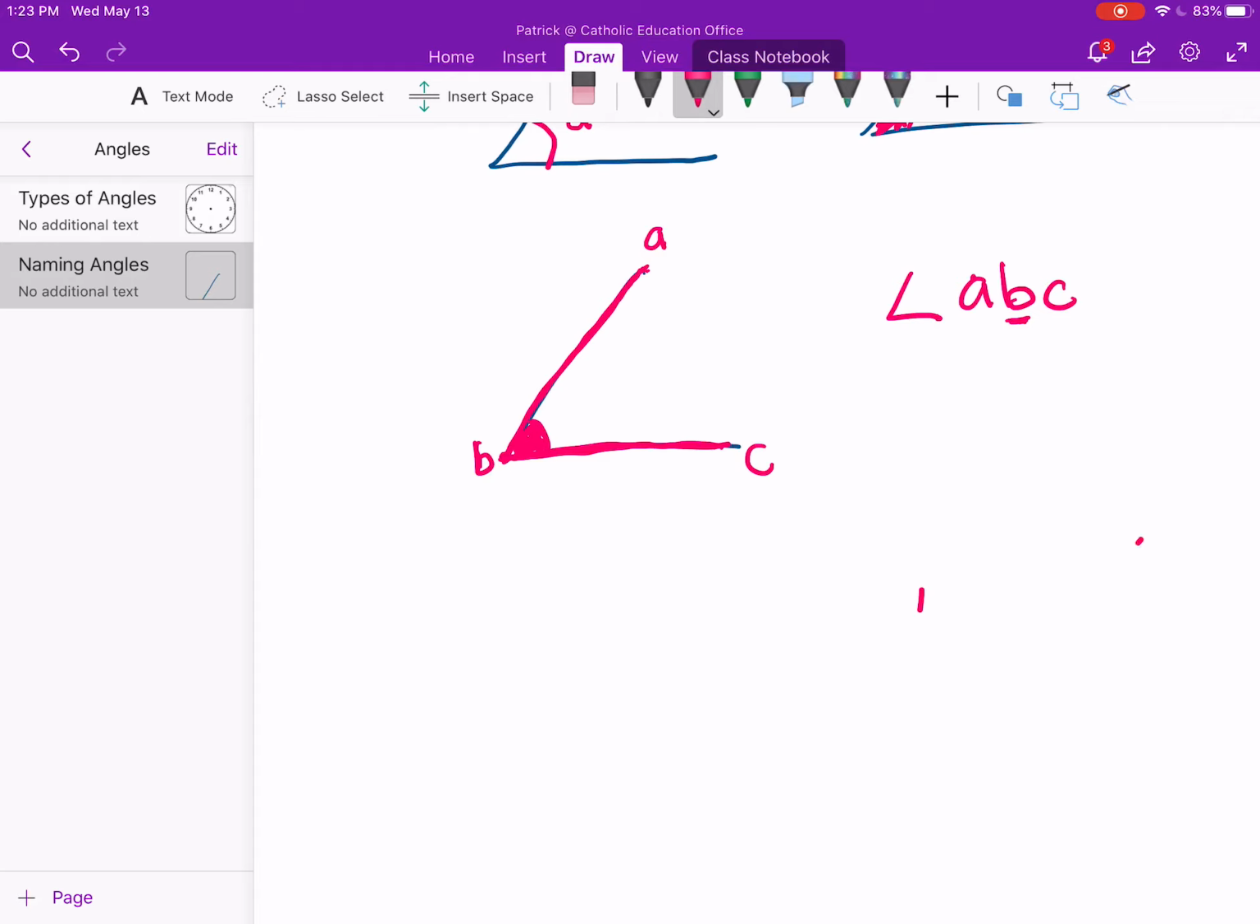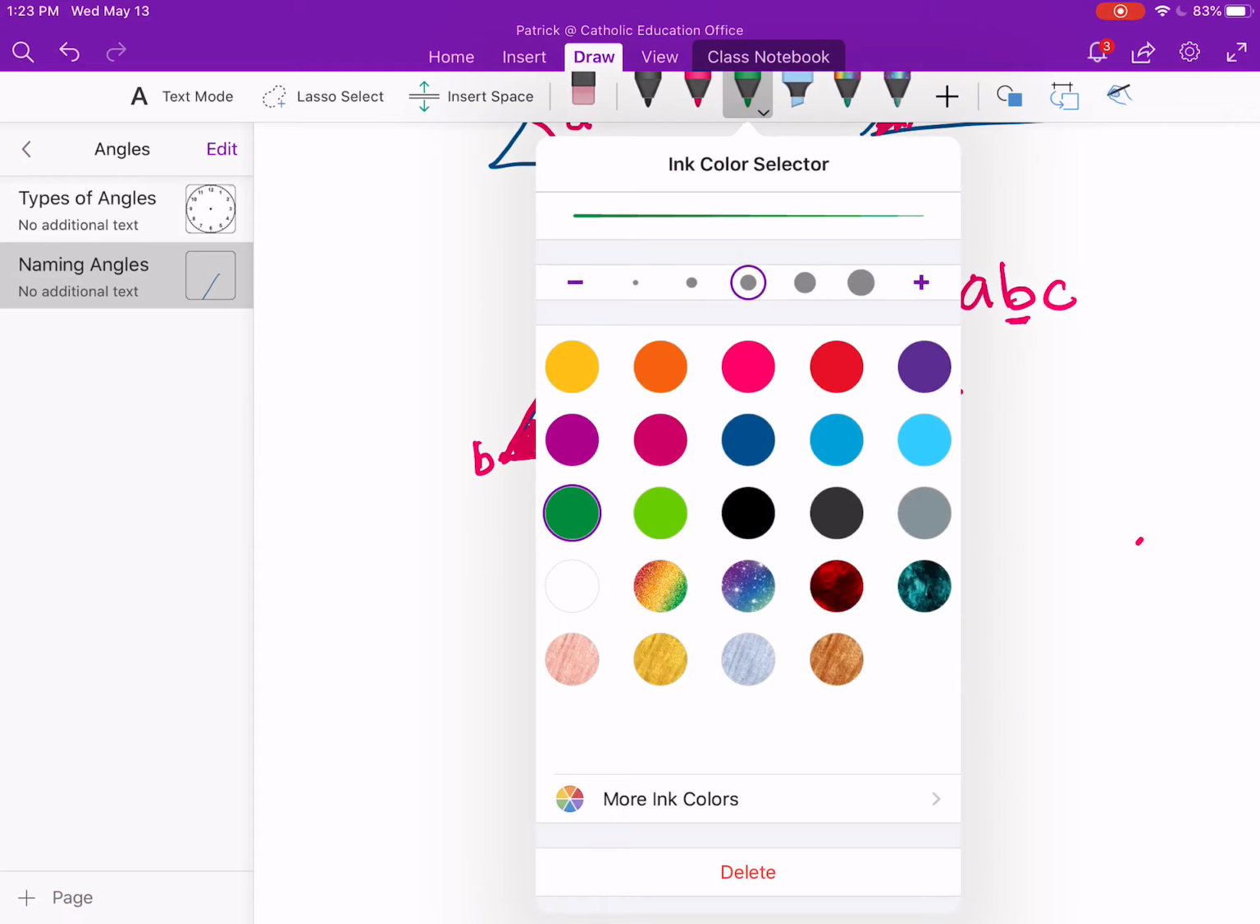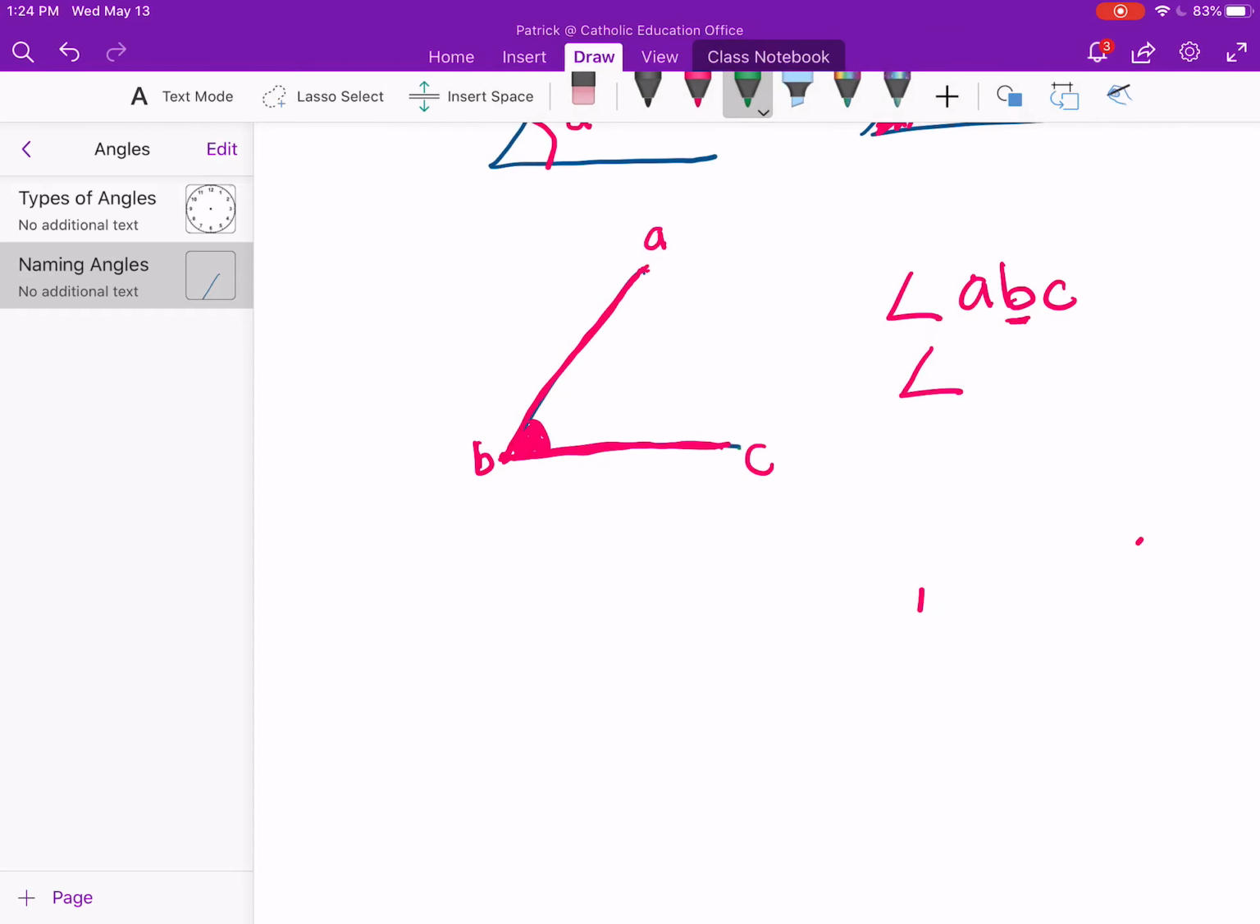I could have done it the other way. It still would work. Angle. I'm going to change the color so you can see. I could start at C, go to B, and go up to A. So it could be C, B, A. But you'll notice B is still in the middle. Either of these would be right.